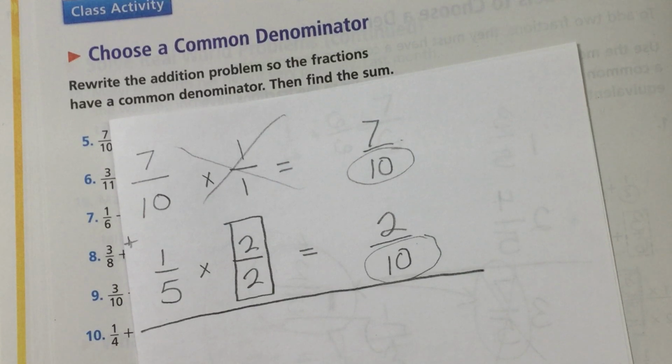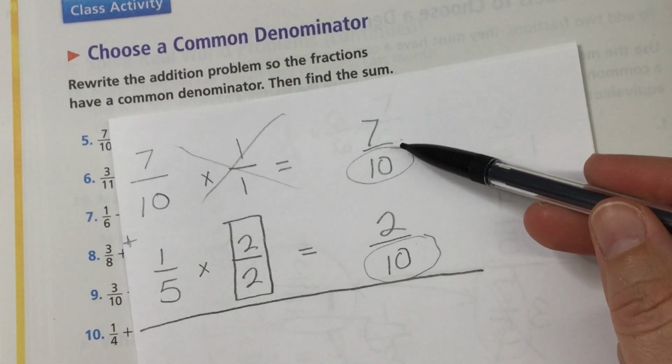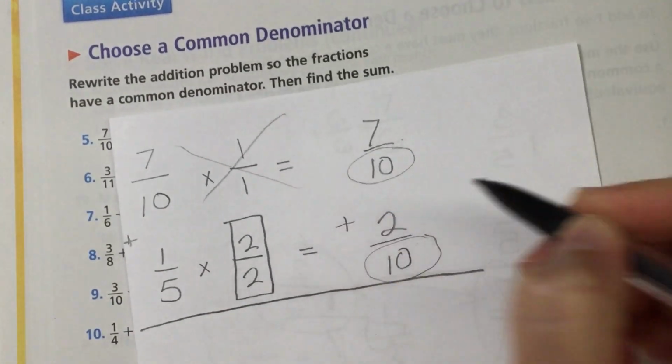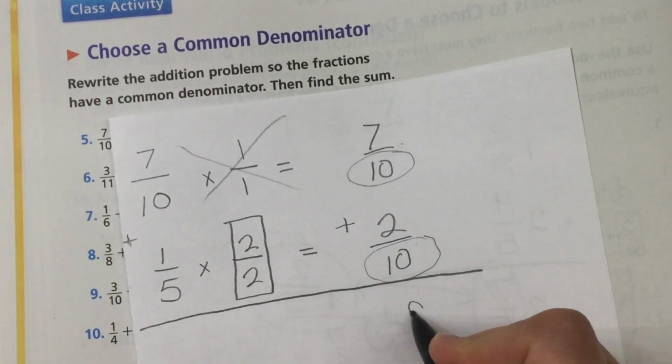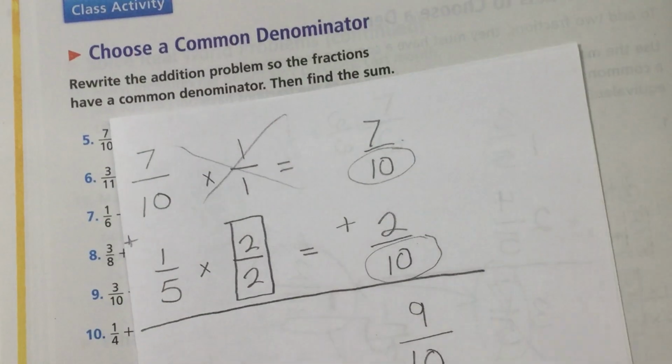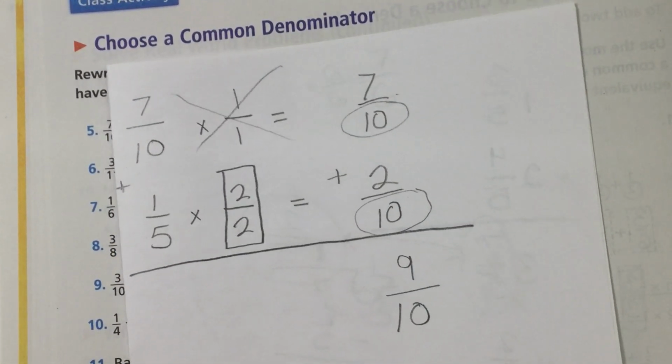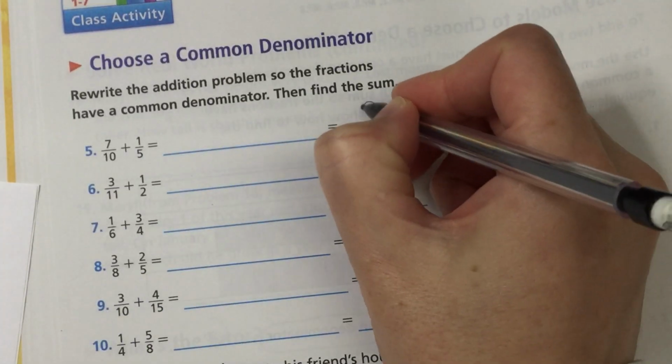So now I have my old fraction of 7/10, my new fraction of 2/10, and I can add them very easily. 7 plus 2 equals 9. Denominator stays the same, so 9/10 is our answer there.